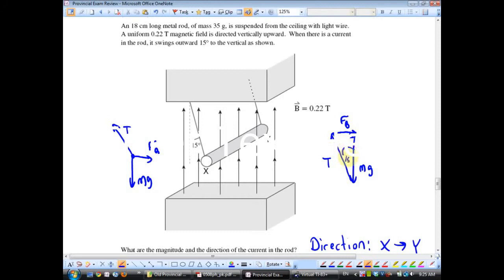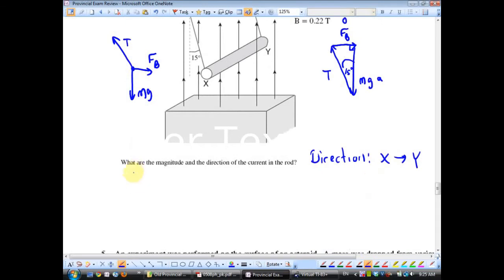This is 15 degrees right here. They did give me the mass, 35 grams, so 0.035. I know g. I think I can go opposite and adjacent. Which trig function links magnetic force and gravity? Tangent. In fact, we would say this: tangent of 15 equals opposite over adjacent. The magnetic force is going to be mg times the tan of 15.